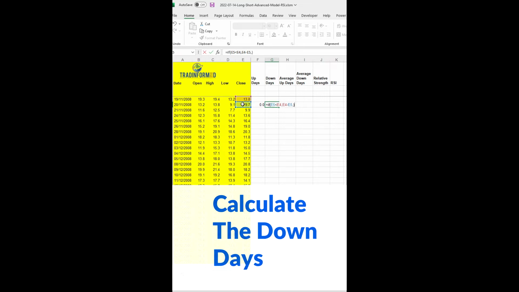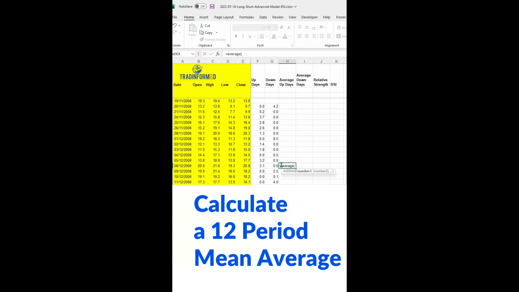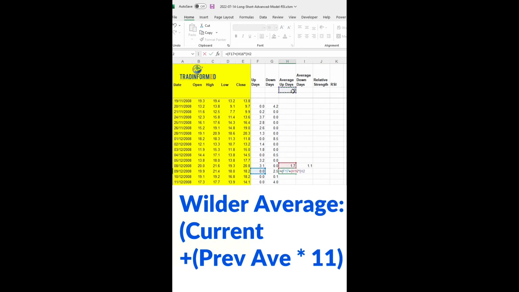Now, use the formula equals average to use a simple moving average for the first row. Then calculate the Wells-Wilder average, which is the current plus the previous average multiplied by 11, all divided by 12.